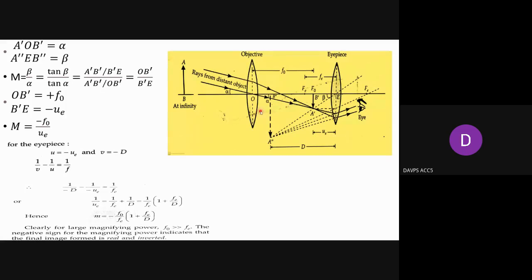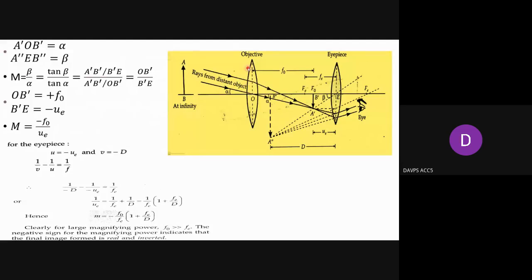What is the working? The working part I am leaving to you; you have to write it and send it to me as your homework. Working part, how it works. As the object is a distant object, at infinity, the rays coming from the object must be parallel. These are the parallel rays.